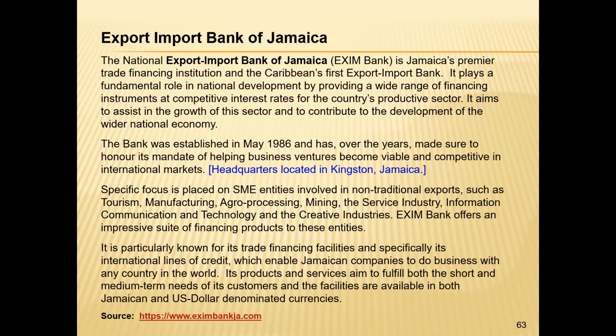This particular Exim Bank is known for its trade financing facilities and specifically its international lines of credit, which enable Jamaican companies to do business with any country in the world. Its products and services aim to fulfill both the short and medium-term needs of its customers, and the facilities are available in both Jamaican and US dollar denominated currencies. And like most of the others, I have the source of that information there.